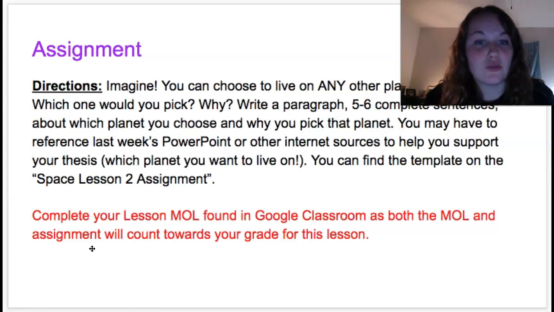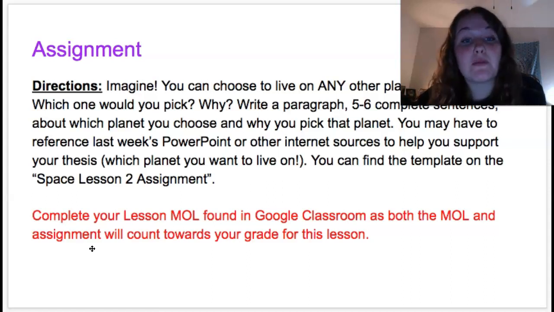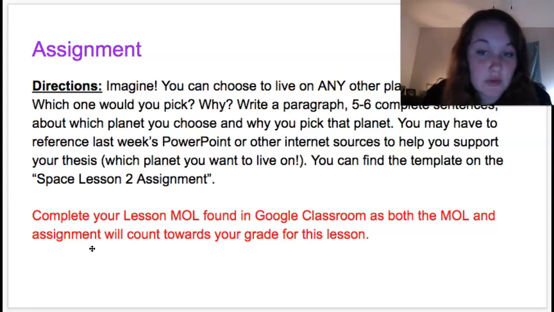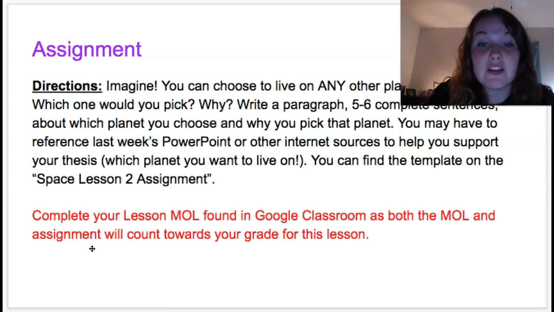activity on Google Classroom. In addition to your assignment, complete your MOL that's also in Google Classroom. The MOL and your assignment will both count towards a grade for this lesson.